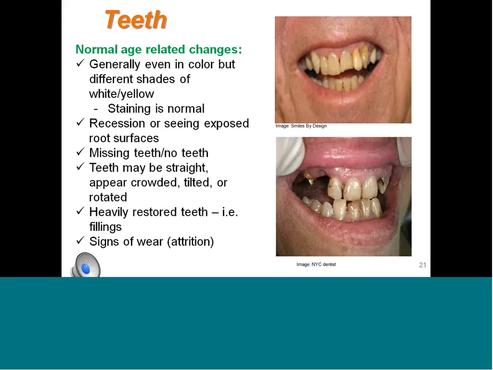Recession or seeing exposed root surfaces. Missing teeth or no teeth. Teeth may be straight, appear crowded, tilted, or rotated. Heavily restored teeth, for example, teeth with metal fillings. And we might also see some signs of wear, which is referred to as attrition.